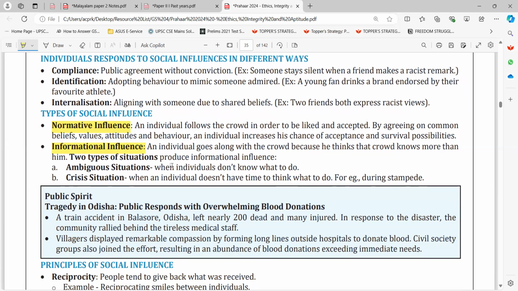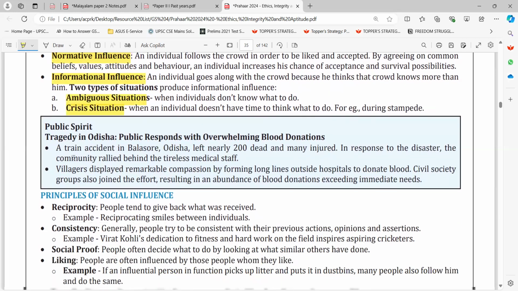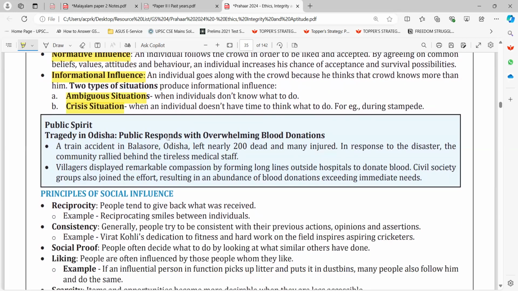Two types of situations produce informational influence: ambiguous situations and crisis situations. Ambiguous situation, when individuals do not know what to do. Crisis situation, when an individual does not have time to think what to do. For example, during a stampede. Public spirit, tragedy in Odisha, public response with overwhelming blood donations.